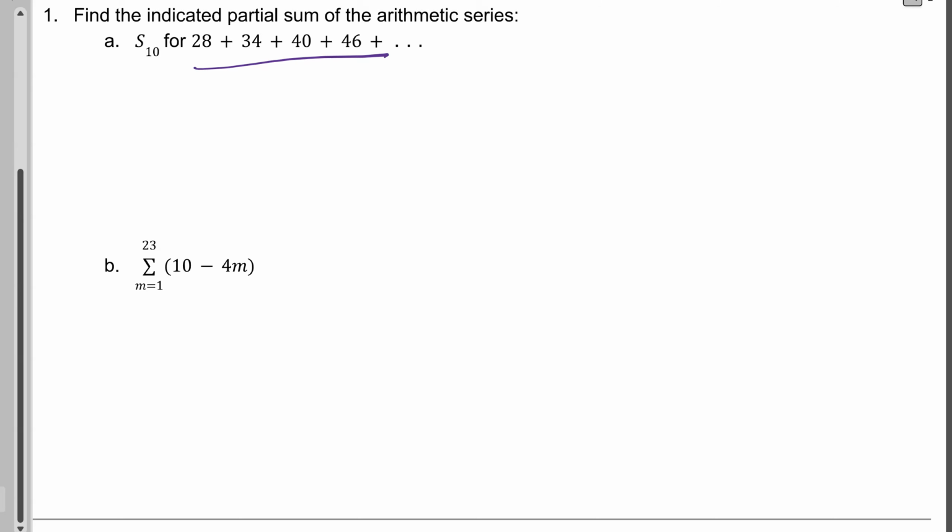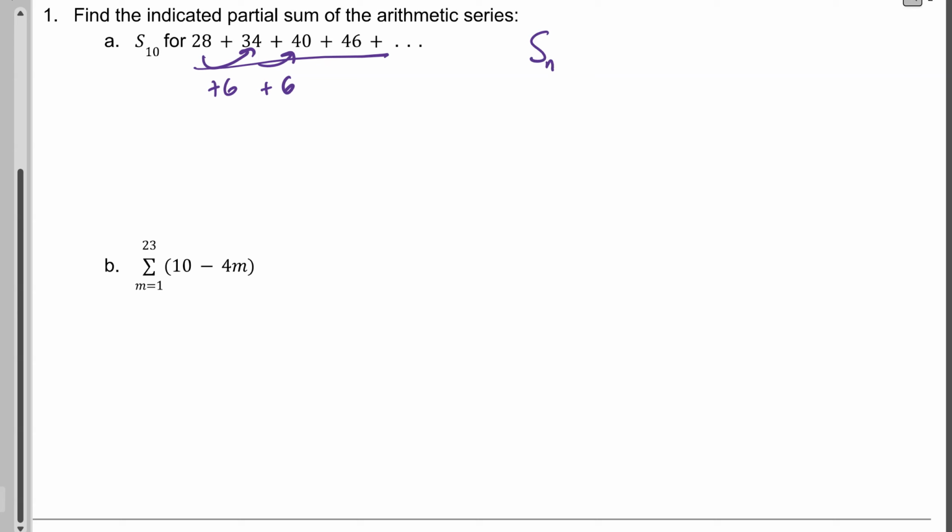So my first step would be to identify if this is an arithmetic or geometric series. Now, from 28 to 34 to 40, I think it's pretty clear that we're increasing by 6 each time, right? Plus 6, and so on and so forth. So I think this would be best represented as an arithmetic series.